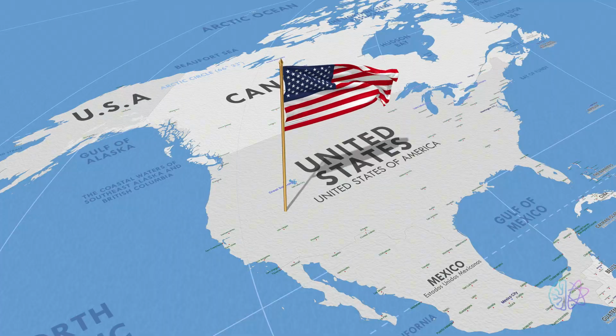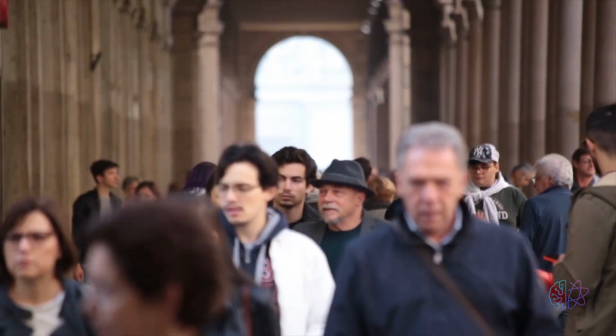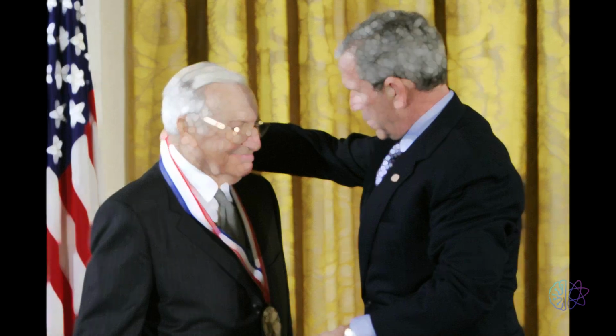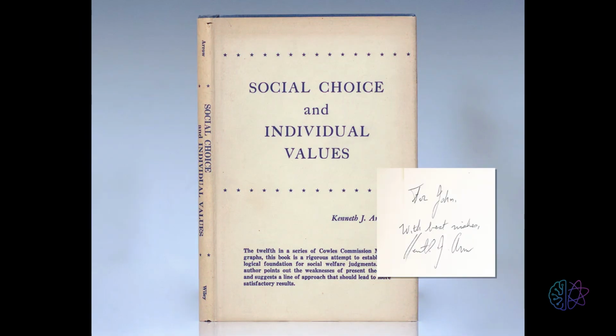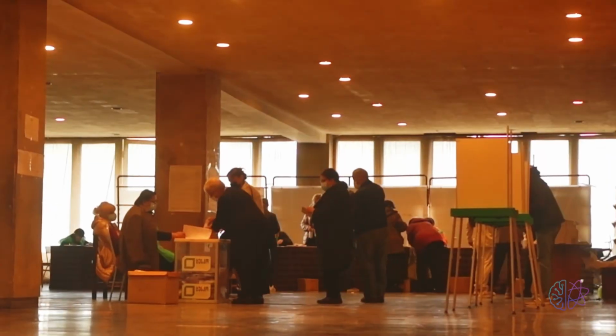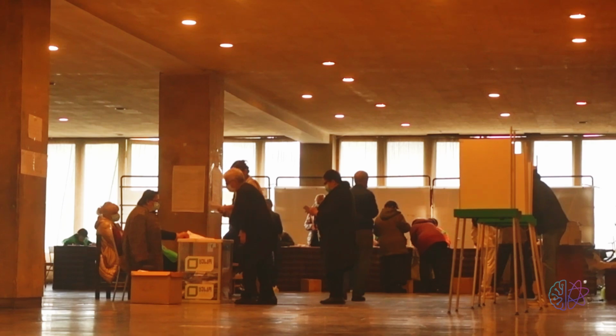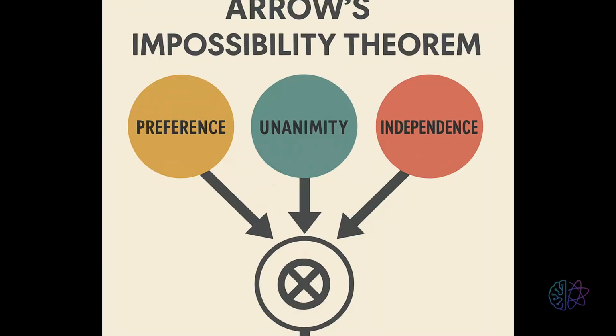In recognition of his groundbreaking contribution to the field of social choice theory, Kenneth Arrow was awarded the Nobel Prize in Economic Sciences in 1972. His seminal work, Social Choice and Individual Values, published in 1951, laid the mathematical foundation for understanding the inherent limitations of voting systems. A result now famously known as Arrow's Impossibility Theorem.